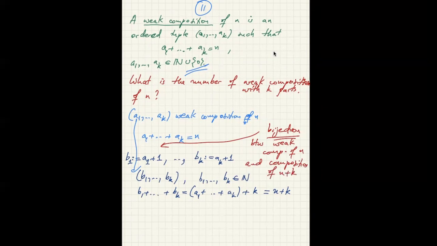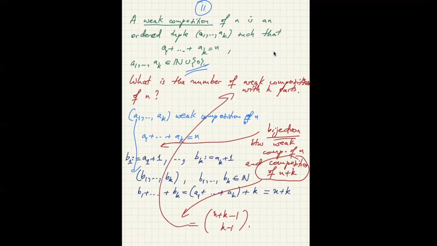But now that means that these two sets have to have the same cardinality, and we know the number of compositions of n plus k is what? From the previous formula, the number of compositions with k terms is n plus k minus 1 choose k minus 1. So this is the answer here. If we look at the number of weak compositions with k parts, this is going to be n plus k minus 1 choose k minus 1.